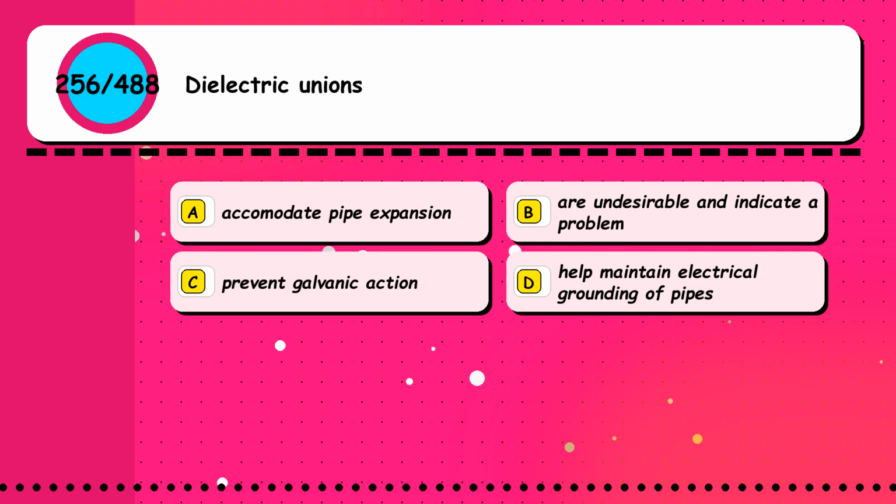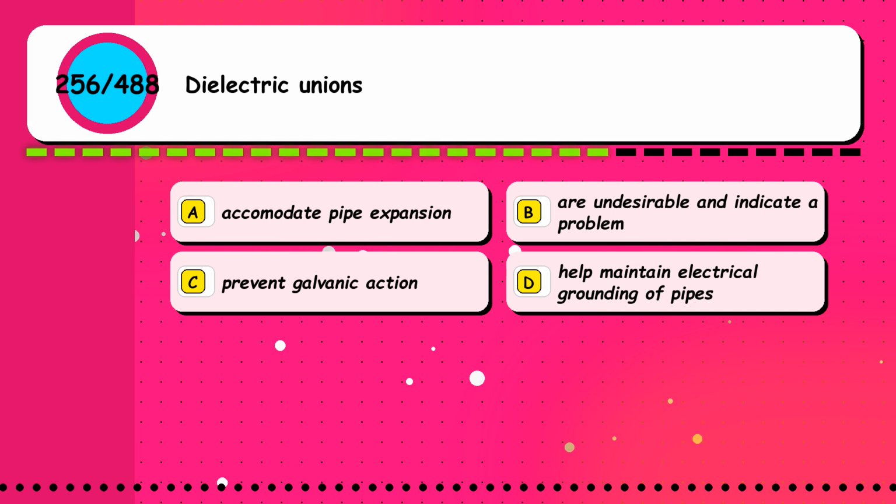Question 256. Dielectric unions: Option A. Accommodate pipe expansion. Option B. Are undesirable and indicate a problem. Option C. Prevent galvanic action. Option D. Help maintain electrical grounding of pipes.